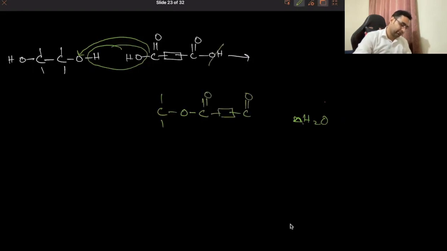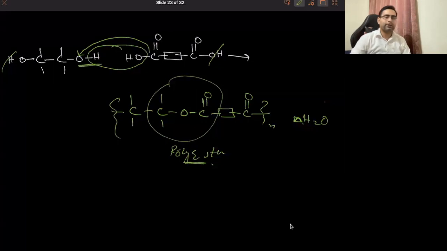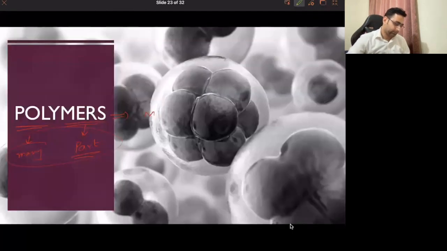From this end, same and same. So here you have this, and this is known as polyester because it consists of many ester bonds. So this is polyester. This is an example of condensation polymer. And instead of OH, there can be an H bond. So now let's move towards past paper questions because I have very little time.